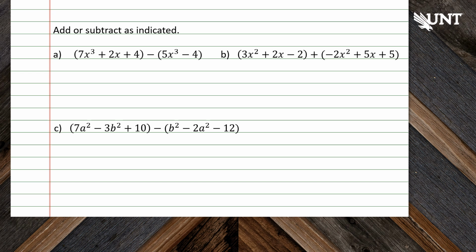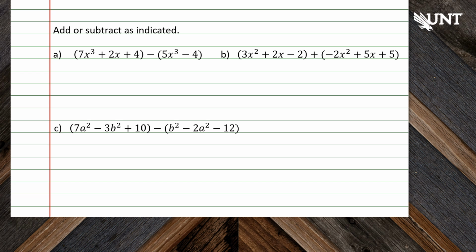All expressions must follow GEMS. So starting with G, we look within the grouping symbols. Is there anything we can do to simplify? No. So we move on to the next step, which is E for exponents. Are there any exponents that we can apply or deal with? No. So we move to the next level, which is multiplication or division. Now in this case, there appears to be no multiplication or division.